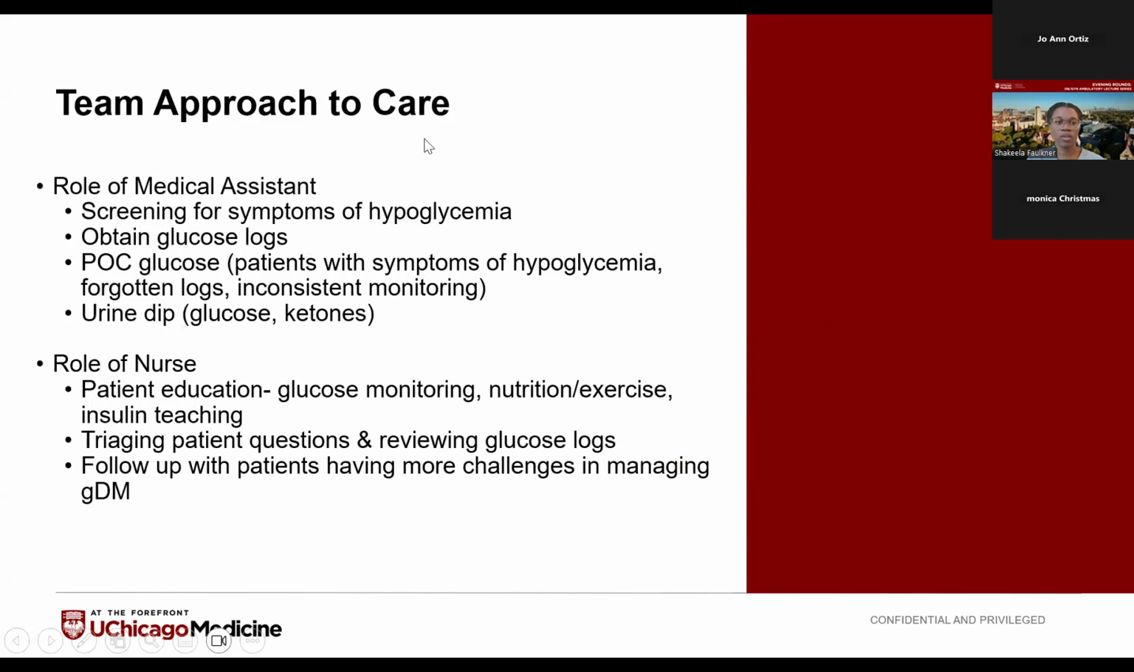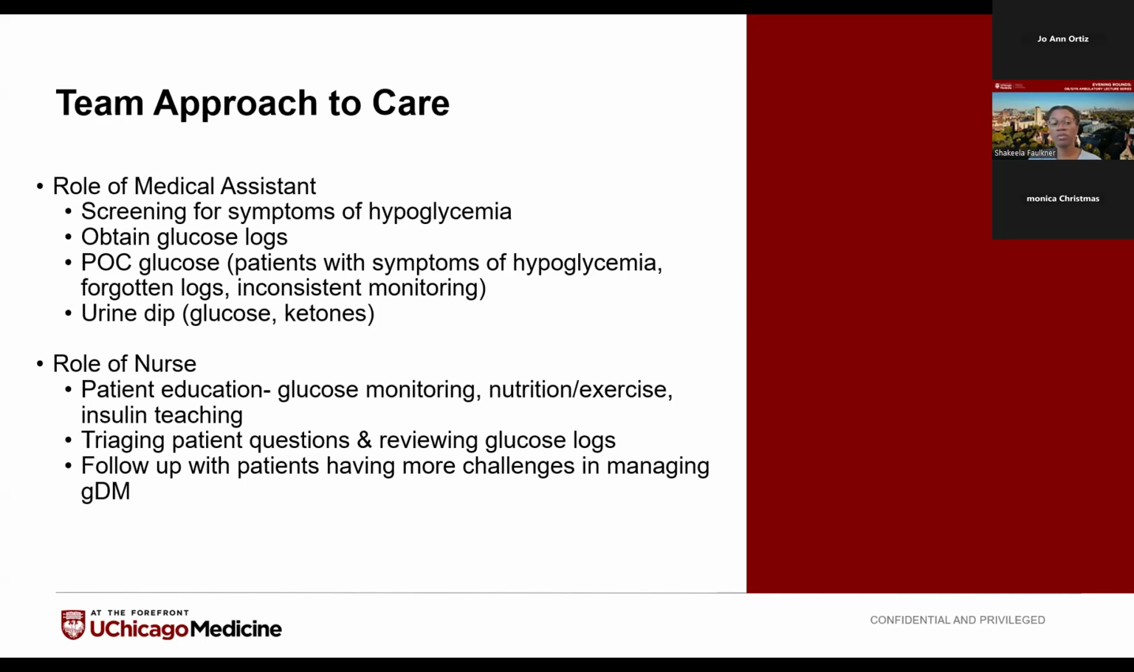Okay, so a team approach to care, how everybody's role fits in. So I think with the medical assistants in our clinic, screening for symptoms of hypoglycemia during that initial triaging, obtaining the glucose logs, figuring out where the patient has them, if they're on their phone to pull them out, because it really helps prepare the plan for when we go in to talk with the patients. Getting a point of care for glucose really depends on the situation. So if a patient is hypoglycemic, of course, or if there are forgotten logs or lots of gaps within the logs, then it is also helpful to have a point of care during the visit.